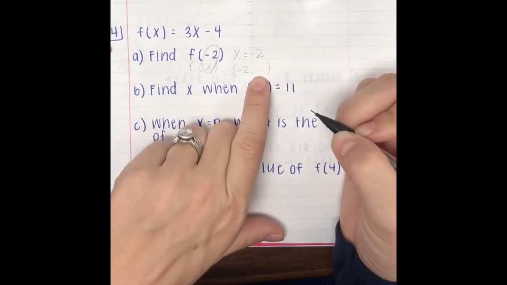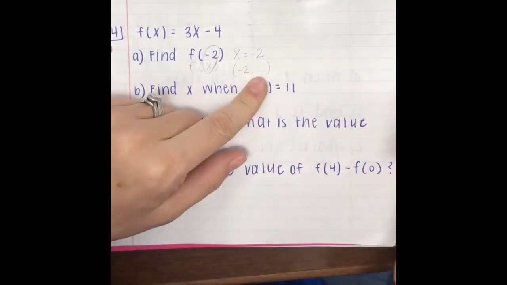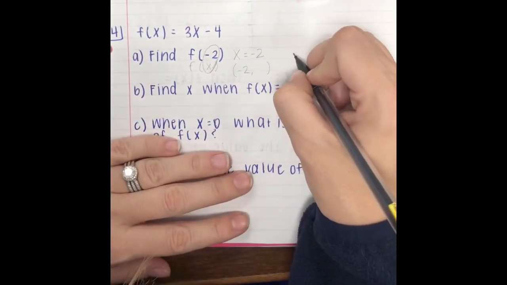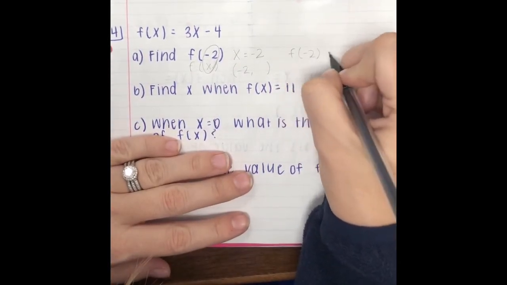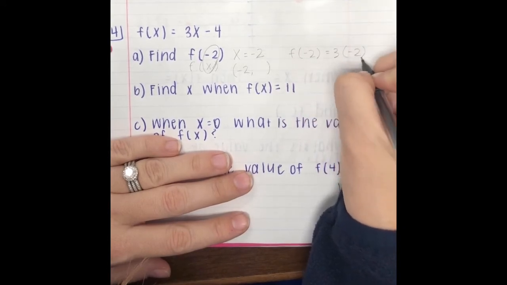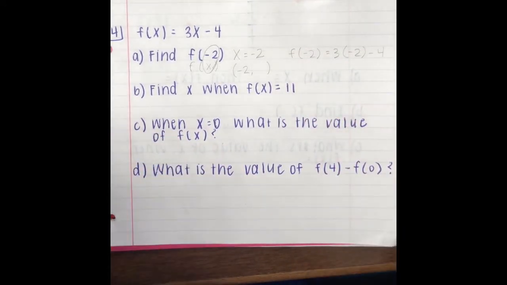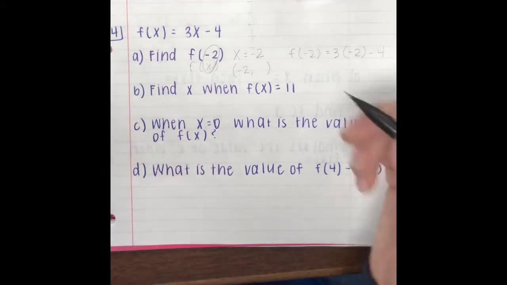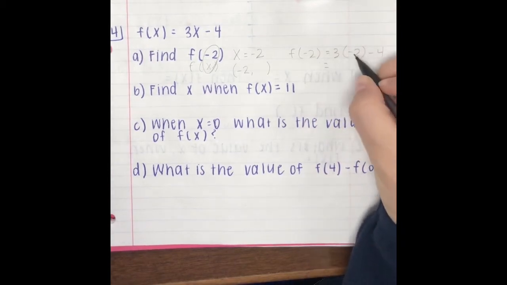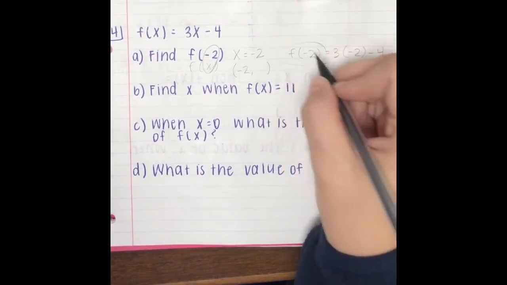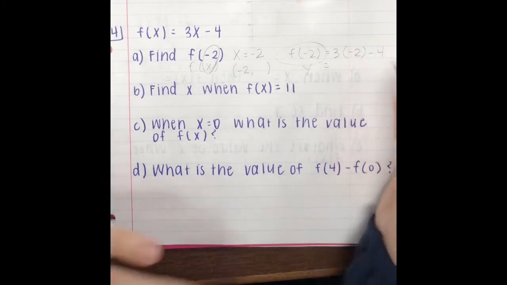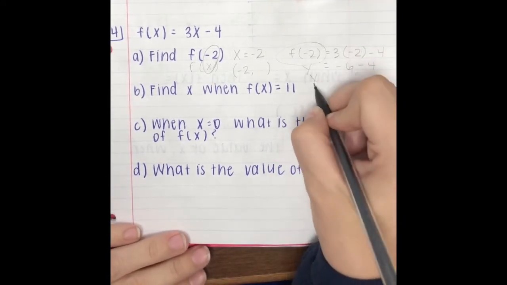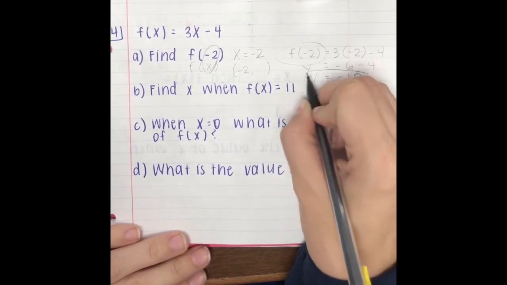So if x is negative 2, what's our y value? Right? So all we're going to do is we're going to take that equation and we're going to plug in negative 2 for our x's. So we have f of negative 2 equals 3 times negative 2 minus 4. All I did was replace our x's with negative 2's. So 3 times negative 2, remember this just means y. What is y when x is negative 2? So 3 times negative 2 is a negative 6 minus 4. Gives me y equals a negative 10.